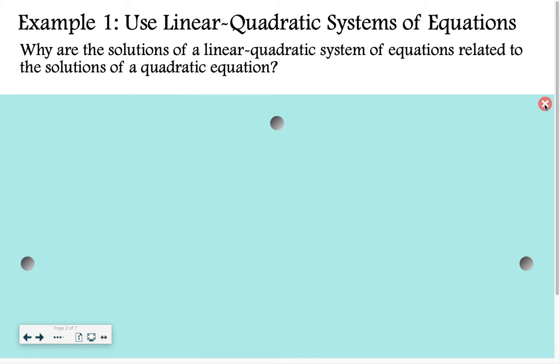Remember those solutions for a quadratic equation tell you where it crosses the x-axis, which if you think about it, the x-axis is a straight line, right? It's a straight line that's just always in one location. And the quadratic equation may or may not cross it 0, 1, or 2 times. So a linear quadratic system of equations is that same idea, where you have that parabola and then a line that may cross it, or a line that may not cross it.